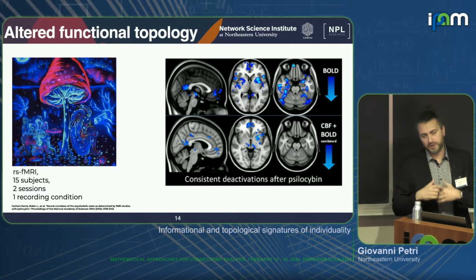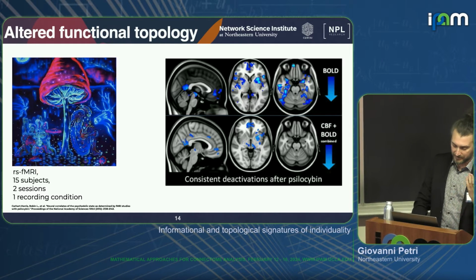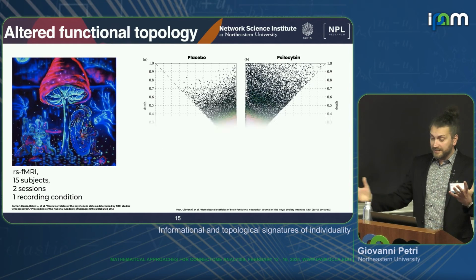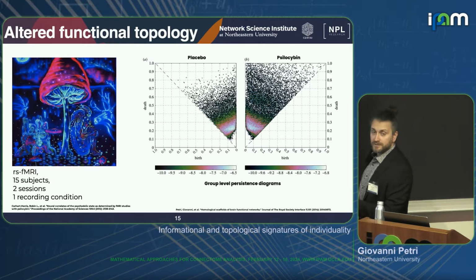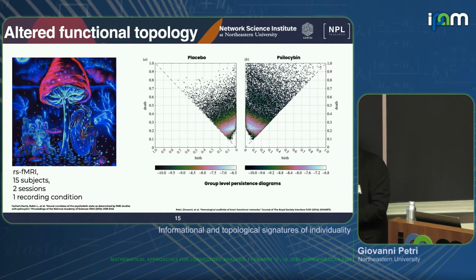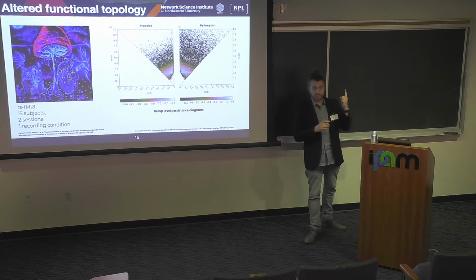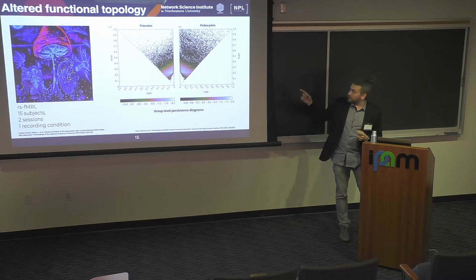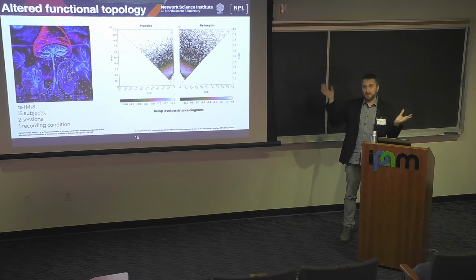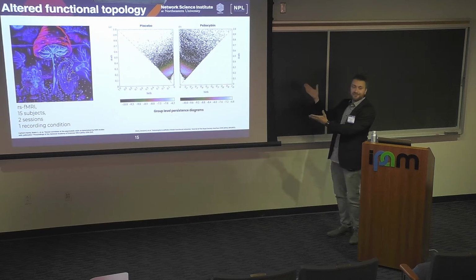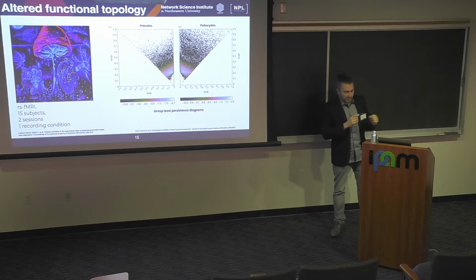That's not exactly how we did it, but it doesn't really matter. The idea is the same. So we did it, and lo and behold, these are the persistent diagrams at the group level. We put all the generators together for dimension 1, so one-dimensional cycles, in the placebo and in the psilocybin case, okay? I was beaming, I was super happy because, of course, big difference, easy.